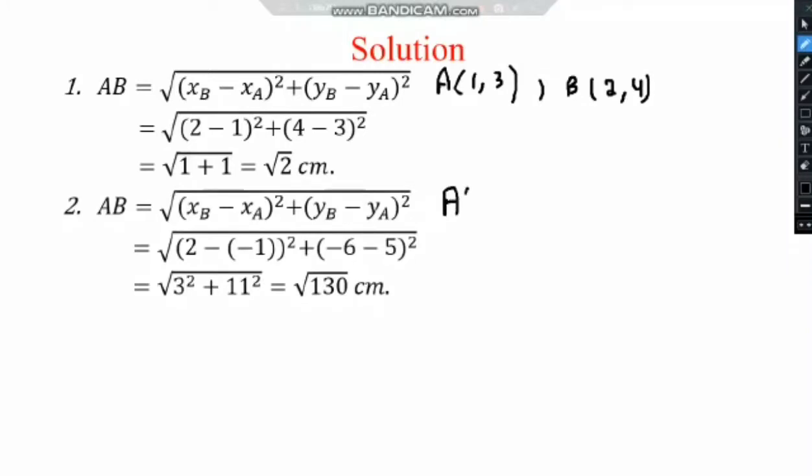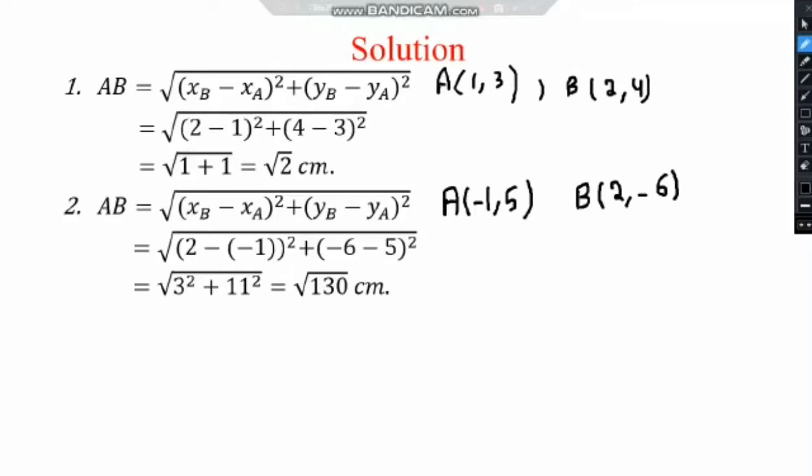In part 2, also applying the formula, the coordinates of A are minus 1, 5, the coordinates of B are 2, minus 6. Substituting these coordinates in the formula, xb is 2 minus xa is minus 1, so it will be 2 plus 1, all of it squared, plus yb, it's minus 6, minus ya, it's minus 5.